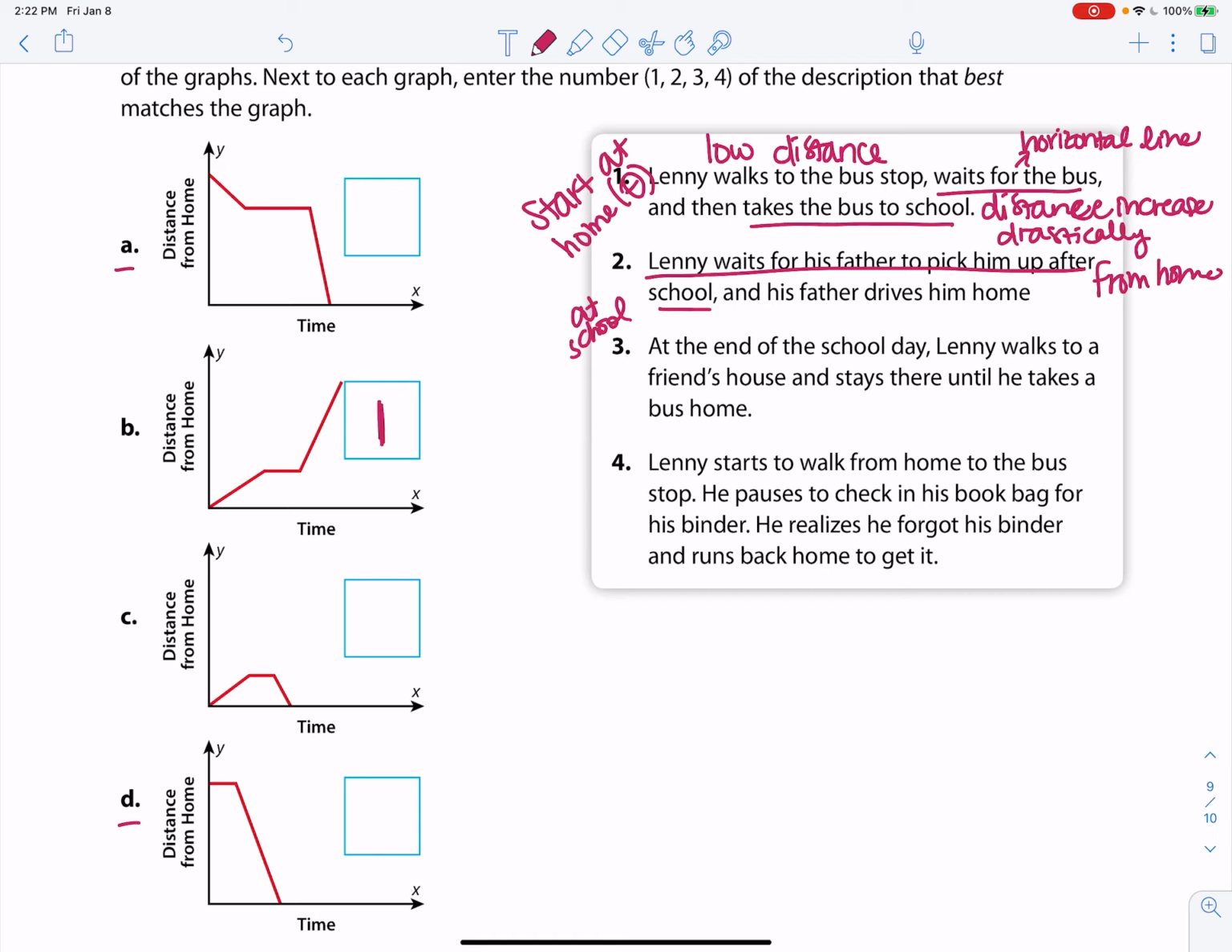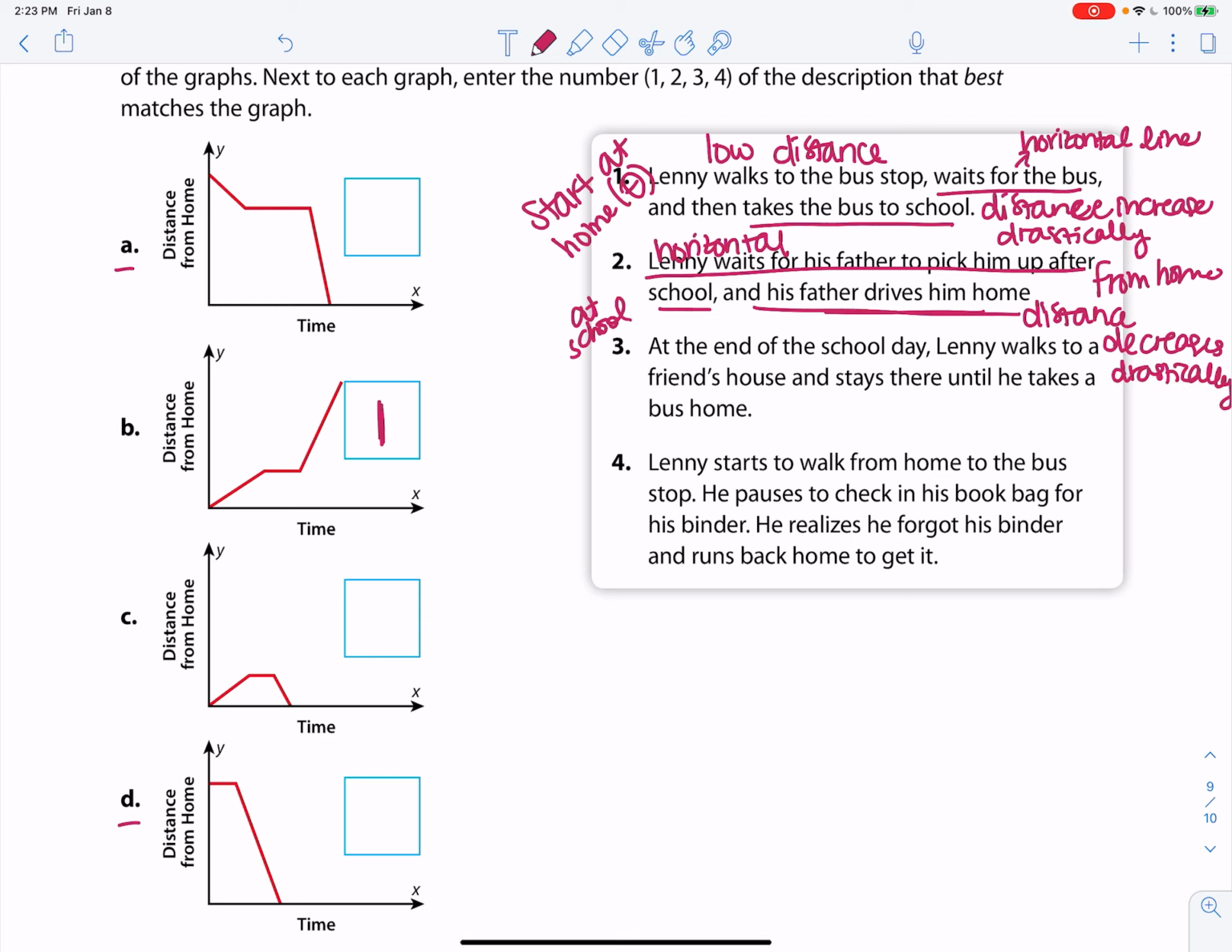Then his father drives him home. So if he's waiting, that should be our horizontal line, because the distance isn't changing, but time is still moving on. So we should have a horizontal line, and then his father's driving him home. So that means his distance from home is going to greatly decrease very fast. Okay? So distance decreases drastically.